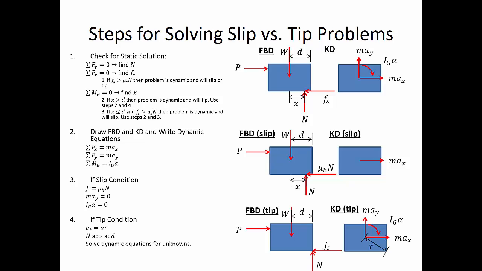If it's the tip condition, then our tangential acceleration is equal to our angular acceleration times the radius, and our radius would be the distance from the point the object is rotating about, the corner of the box, to the center of gravity. We would also know that the normal force acts at the corner of the box, at the position d as drawn on our free body diagram. Then we can solve the dynamic equations for the unknowns. To help illustrate these steps a little bit better, let's take a look at an example.